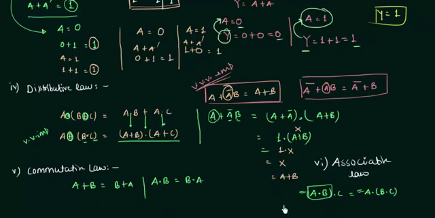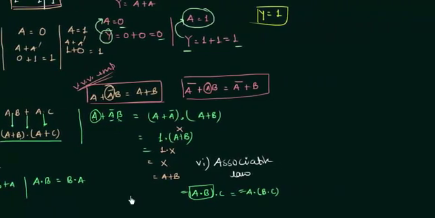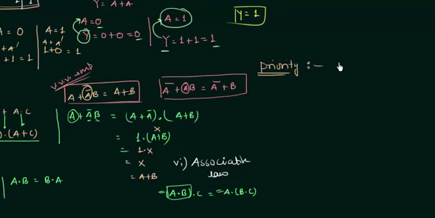I told you the distributive law, and there is one more important thing, which is the priority. This is no law, but the priority I'm going to tell you. The priority of the NOT is the greatest. Then we have AND, and then we have OR. So first we have to solve the NOT operation, the complement one. Then we have to solve the AND, then we have to solve the OR. This is an important rule to remember when you solve the Boolean algebra.